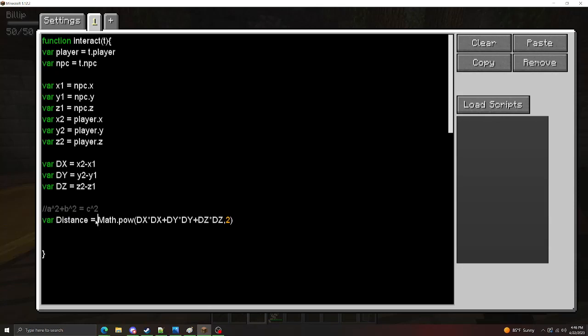Okay, so our distance is equal to dx squared plus dy squared plus dz squared, but we want it to be the square root, right? Because we just want the distance value. So we put 0.5 to get the square root. So this is going to give us the distance between us and the NPC.